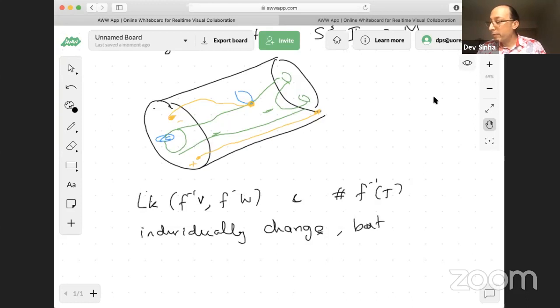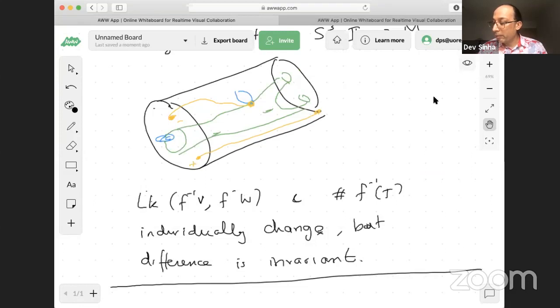But the difference is invariant. Okay, so hopefully the people who've started late through YouTube can follow that example, because in fact, all of pi star x, tensor Q for a simply connected x, is seen through linking with correction invariance.